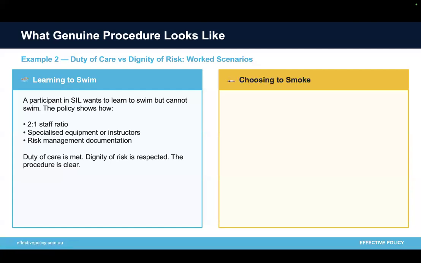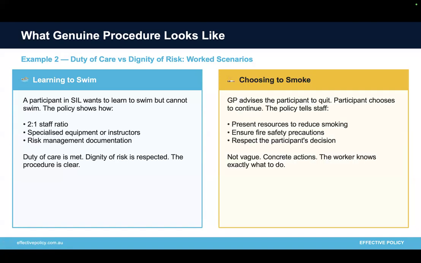Choosing to smoke. GP advises the participant to quit. The participant chooses to continue. The policy tells staff to present resources to reduce smoking, ensure fire safety precautions are in place, and respect the participant's decision. We don't want to be vague. We need concrete actions so the worker knows exactly what to do. It would be more in depth than this. I'm just doing examples of the way in which you want to make it clear to your staff. Really, really clear to your staff.